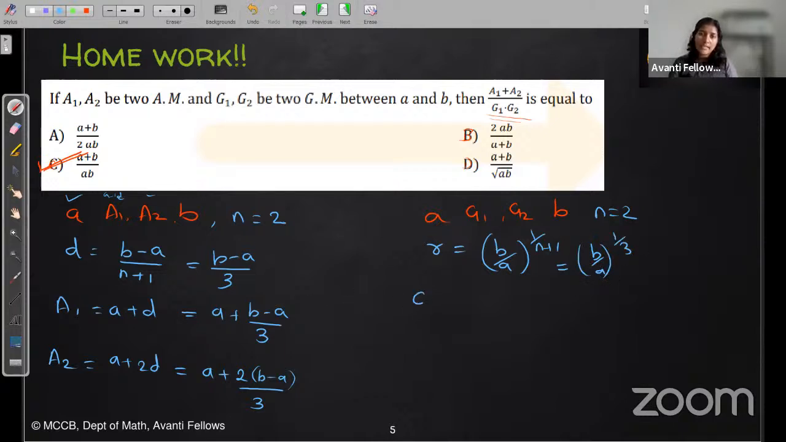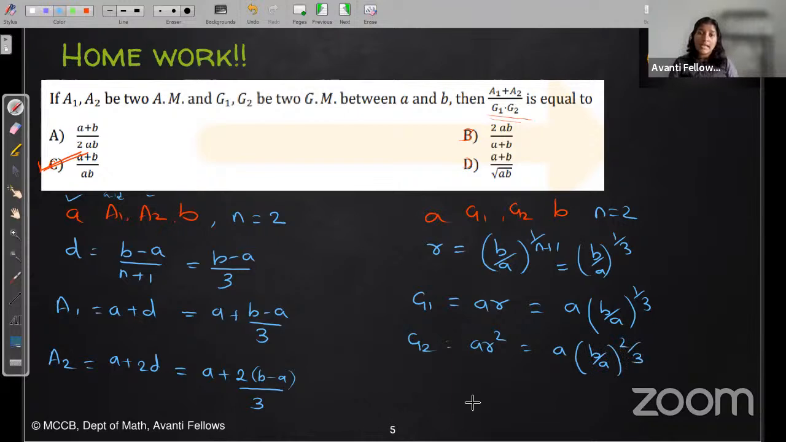Okay. So what will G1 be equal to in this case? G1 will be equal to A into R, right? It's the second term. So A into R is nothing but A into (B by A) whole raised to 1 by 3. And G2 will be equal to A into R square. So it will be equal to A into (B by A) whole raised to 2 by 3.